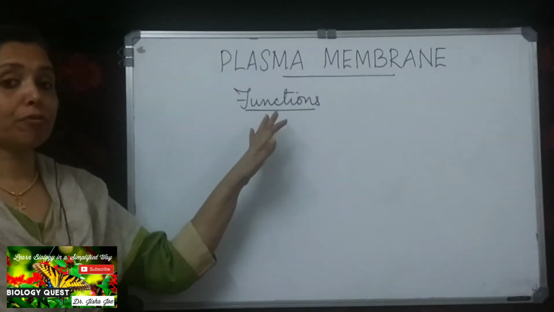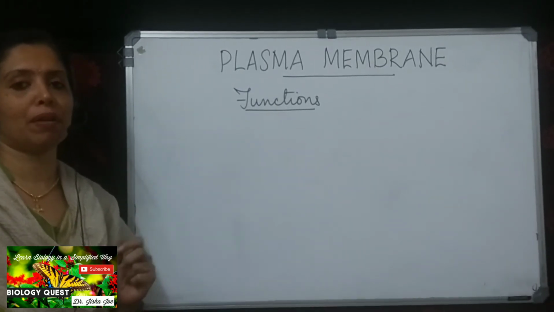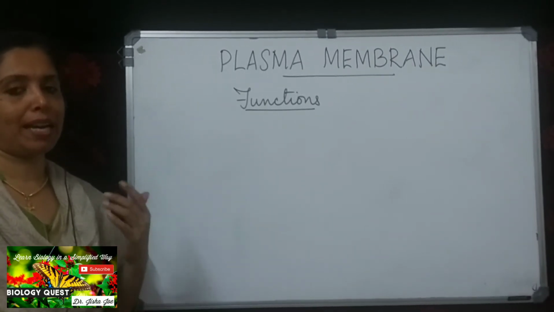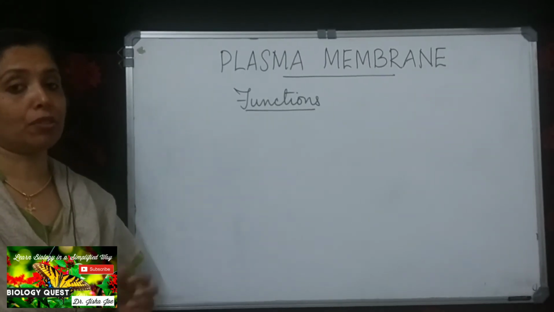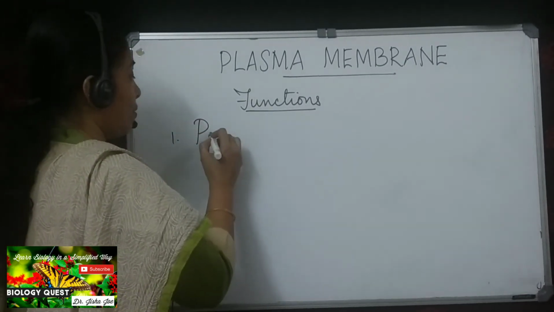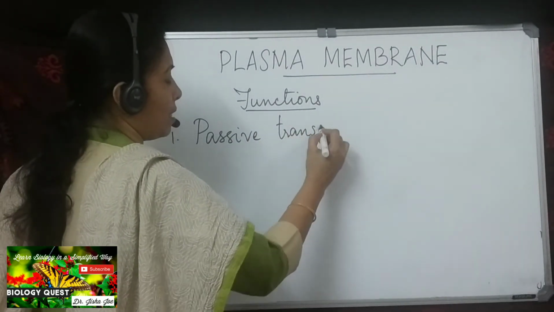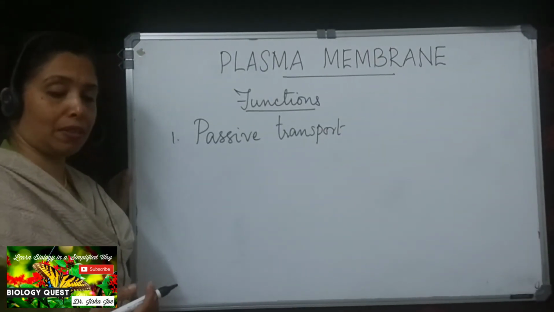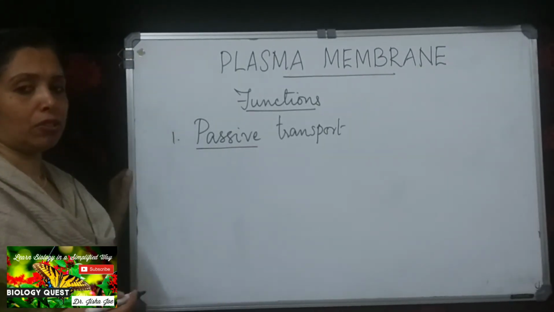Now moving on to the functions of the plasma membrane. We have seen that the plasma membrane is a selectively permeable membrane. It allows the transport of selected molecules into and out of the cell. There are different ways of this transport of substances through the plasma membrane. The first type of transport is passive transport. Molecules move passively, that is, from a region of higher concentration to a region of lower concentration without the expenditure of energy. That is why it is called passive transport.